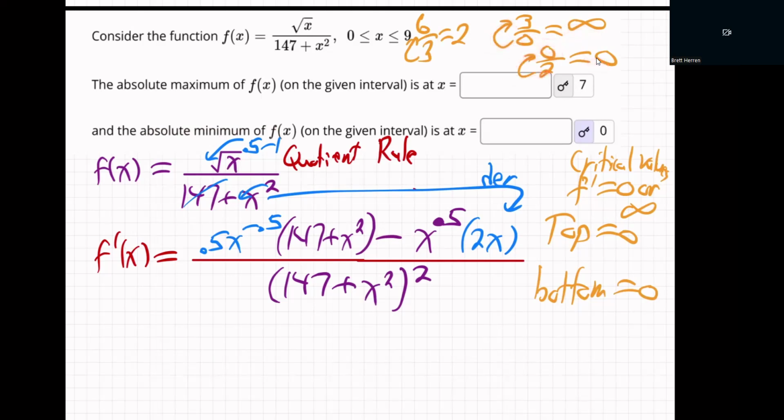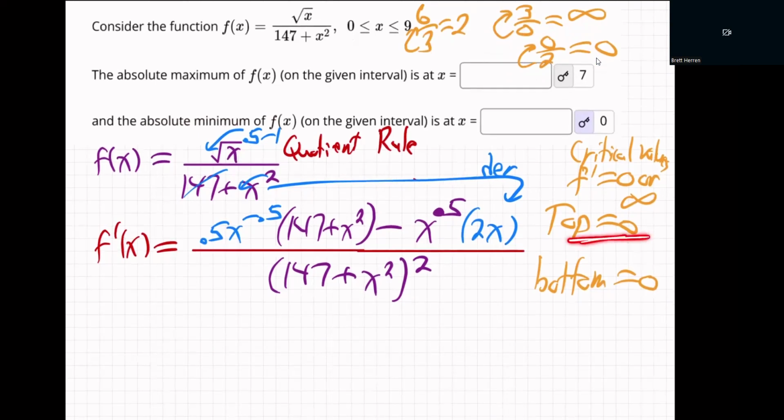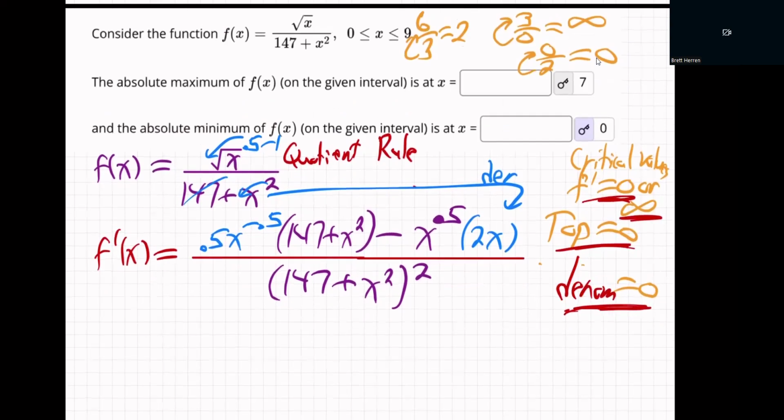So anyway, long story short, if the top is 0, that's going to be a derivative of 0. If the bottom is 0, that's going to be a derivative of infinity. Either one we want, because critical values are either the derivative is 0 or the derivative is infinity, meaning either the top is 0 or the bottom is 0. The numerator or denominator is 0. Either one. Okay, so getting back to it, let me get rid of this scribbly stuff.